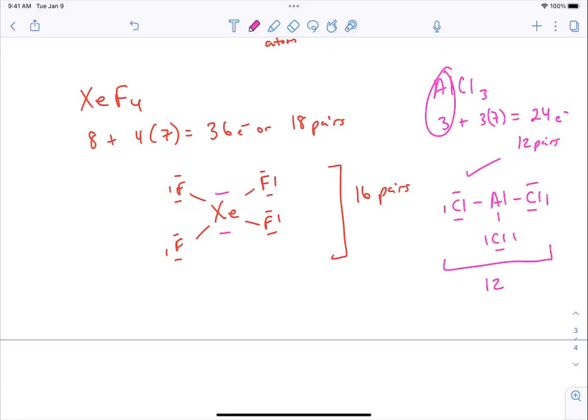The ones on the outside should always have an octet. Yes. Correct. So your test structure only had 16. The real one has 18. The math number was 18, so you have to add 2 more pairs in the middle. This is the 2 that you added to make it 18. Now it has 18.